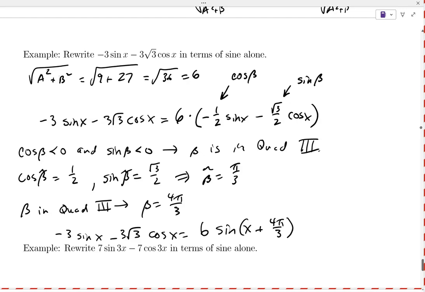will be that. So your final answer is your 6 stays out in front. It's sine, because that's how we're rigging it to make it the sum formula for sine. It's whatever's on the inside here for the x, or inside the sine and the cosine, so the x comes first, and then plus the beta that we just found, which is 4 pi over 3.